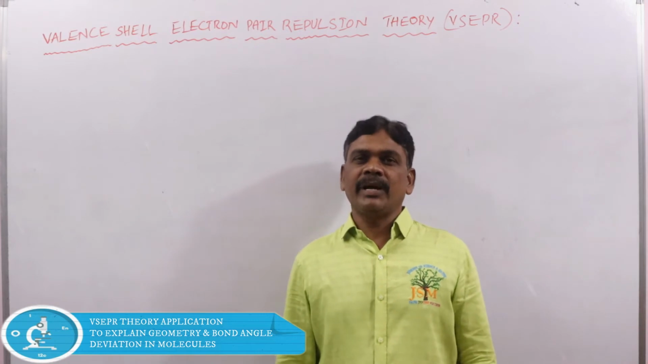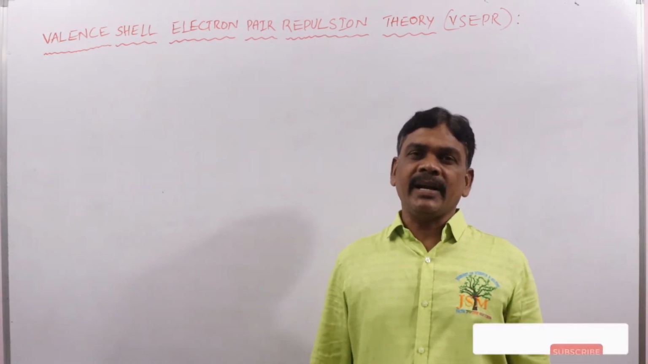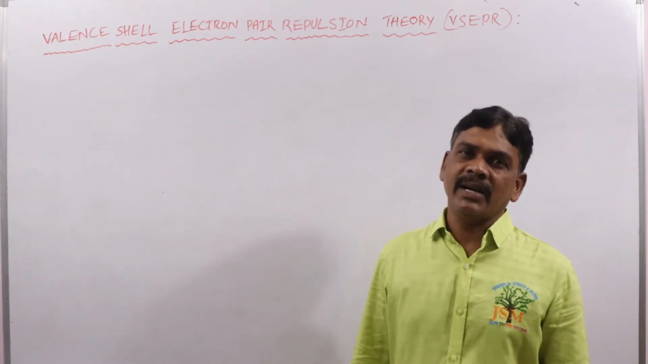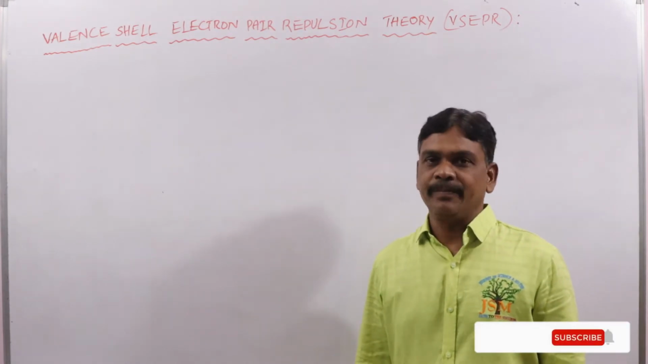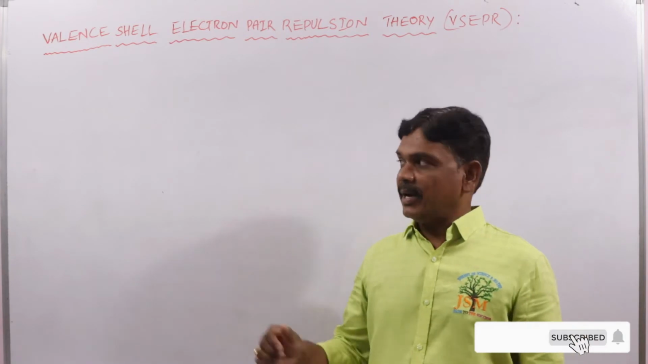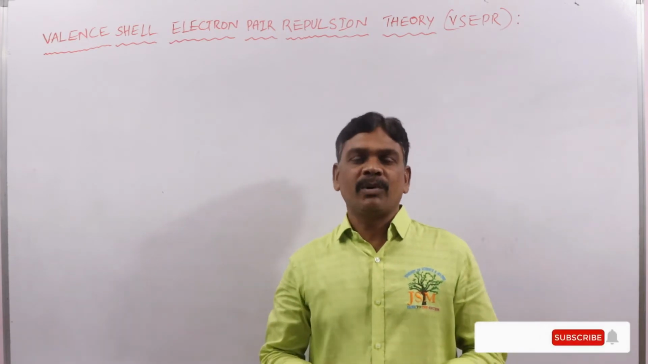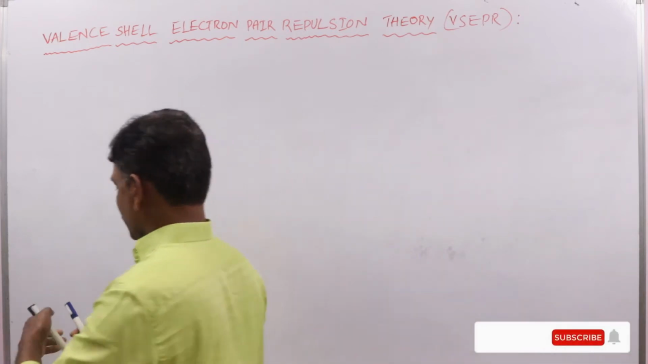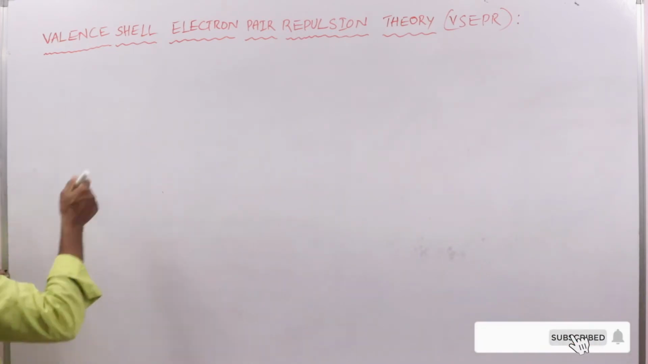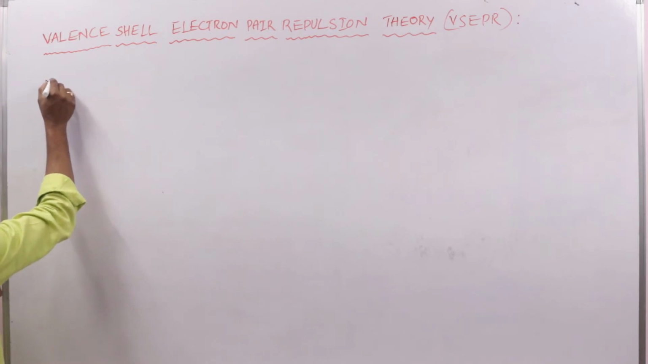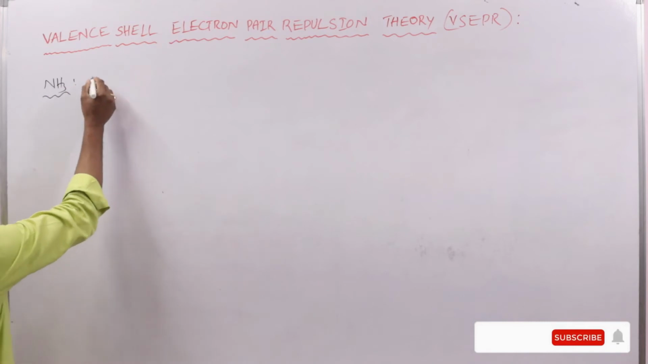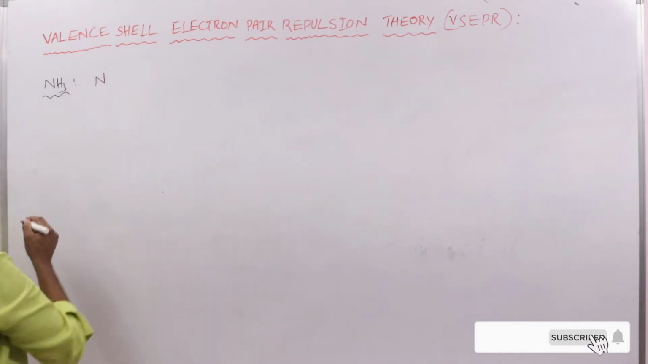In the previous video, I explained valence shell electron pair repulsion theory and its postulates. Based on that, I am going to explain two important molecules. The first one is the ammonia molecule. In ammonia, nitrogen is the central element.